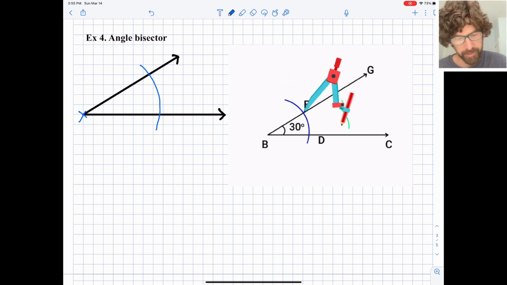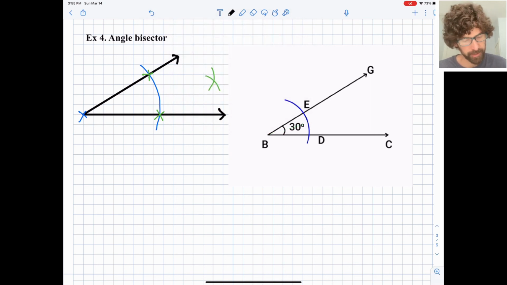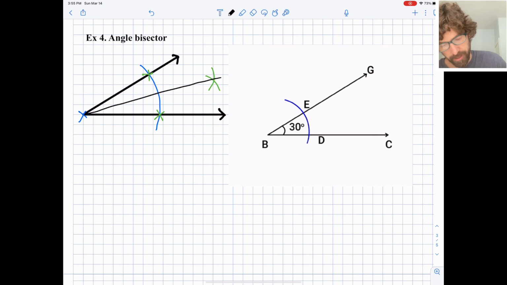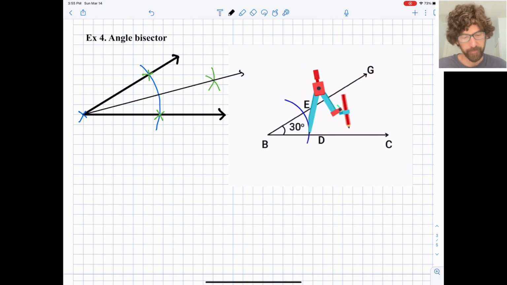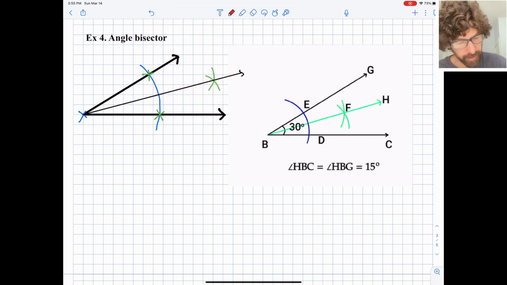And then once we have these 2 points that are equidistant from the vertex, we can put our compass here, draw an arc out in the interior of the angle, keeping the compass to the same setting, put the compass here, draw a similar arc out in the interior of the angle. And then once we have those intersecting arcs, we can draw a line through those points, and we have an angle bisector. So let me do some labeling here.